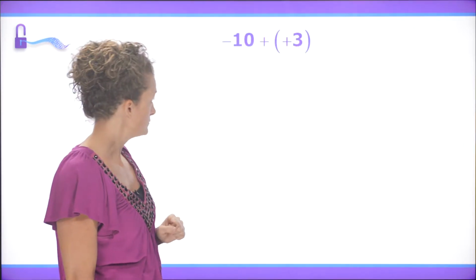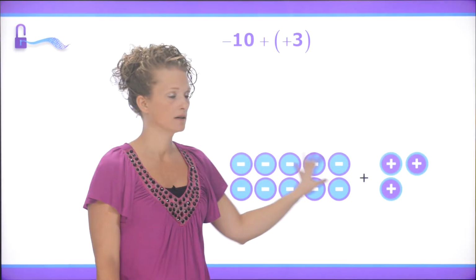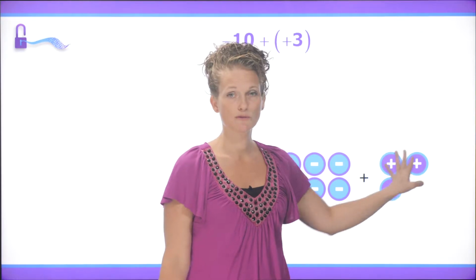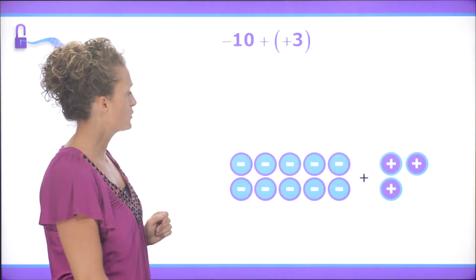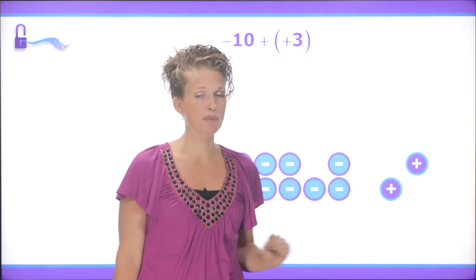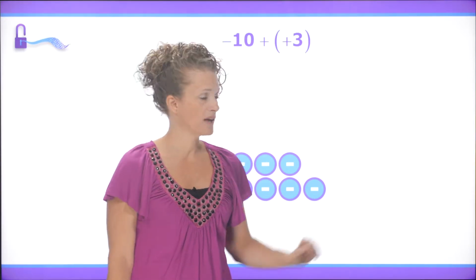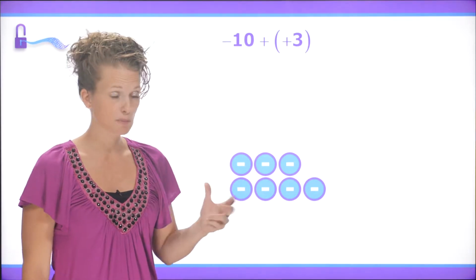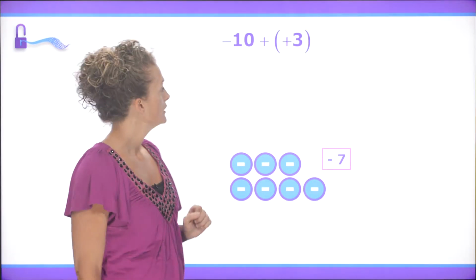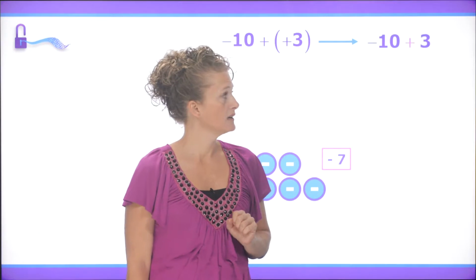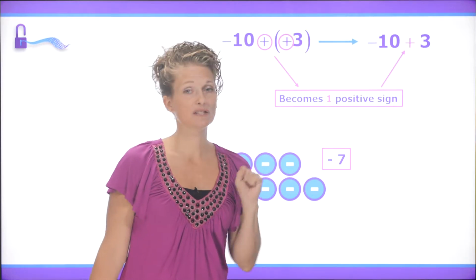Negative 10 plus positive 3. Negative 10 is represented here, and we want to add positive 3, so we've got that represented here. Remember that a plus 1 minus 1 equals 0, so we're going to cancel off this negative and that positive. It's gone, 0. This negative and that positive is 0. And finally, we have that last negative and positive. They disappear because they are equal to 0. What do we have left? We have negative 7 left over. So negative 10 plus positive 3 is the same thing as saying negative 10 plus 3. So these two signs give us one positive.